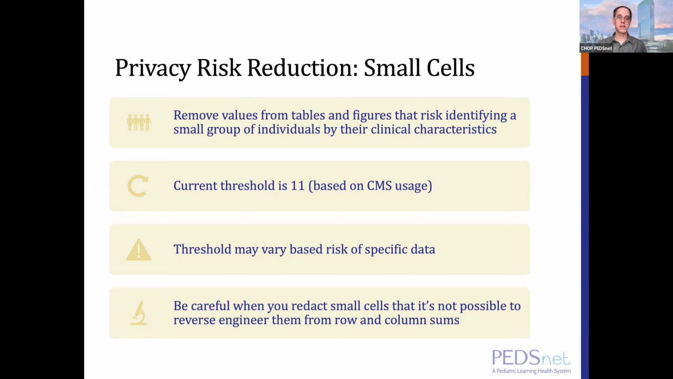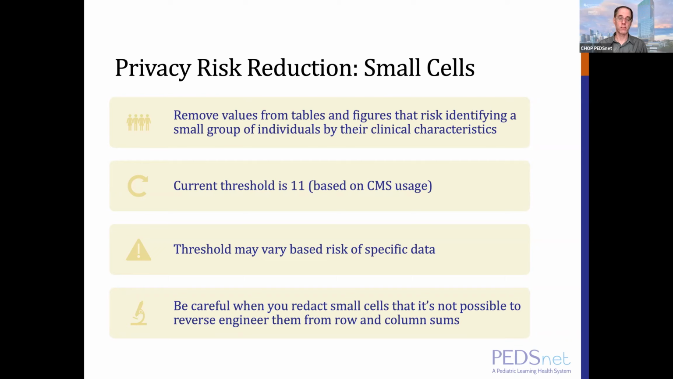So what we do in PEDSnet is we remove values from tables and figures that are nominally aggregate data, but that risk identifying one or two or three individuals because the set of facts that got you to that cell in the table are shared only by a couple of people across the network. So our current threshold for what defines a small cell is fewer than 11 individuals. That's based on common CMS usage and fairly widely adopted in the field of clinical research.